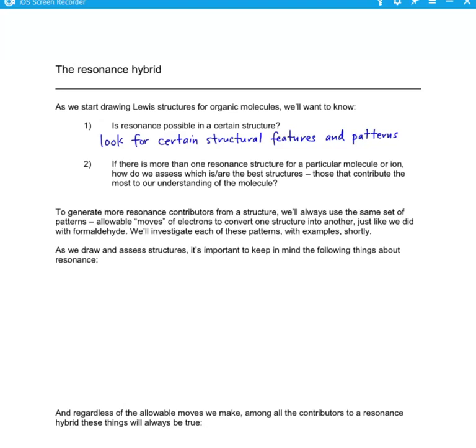So let's say that we've drawn a set of resonance structures for a particular compound. So we have more than one. That's the second idea. If there's more than one, how can we tell which one is the best? That would be the one that would contribute the most to the resonance hybrid. If we had to pick one, what's the best possible depiction of this molecule? We would call that the major contributor. We're going to look at ways to assess that coming up.